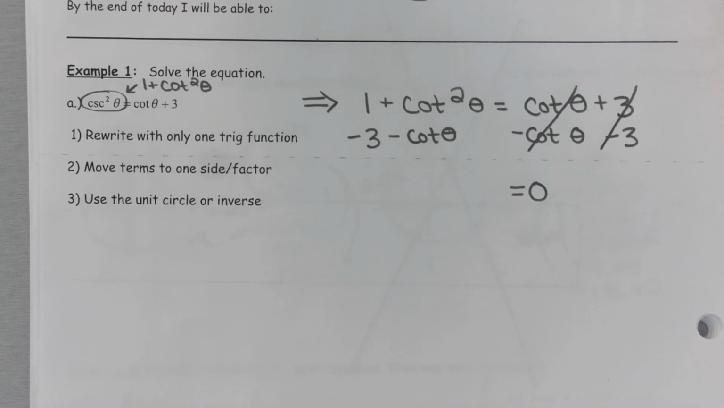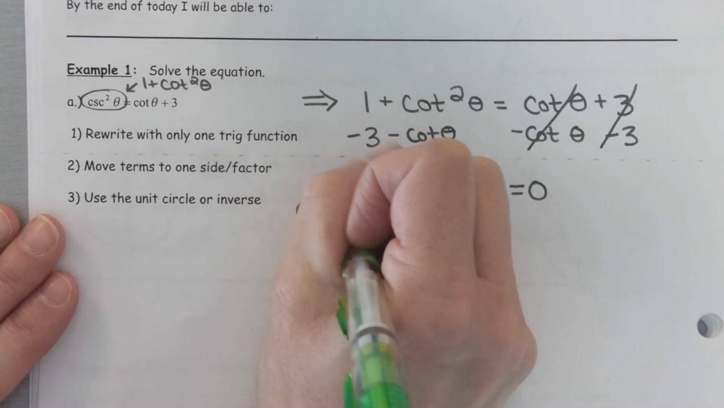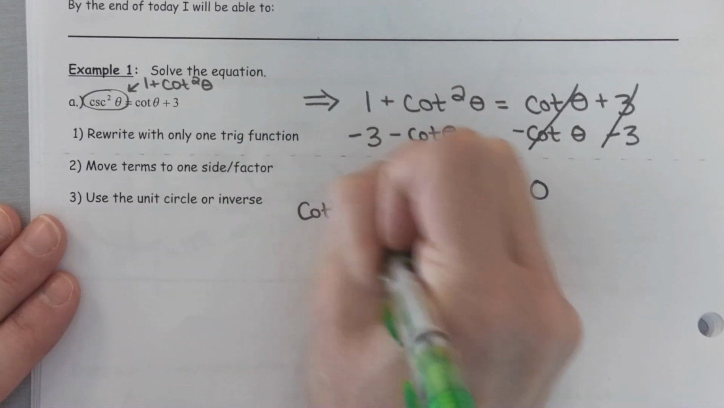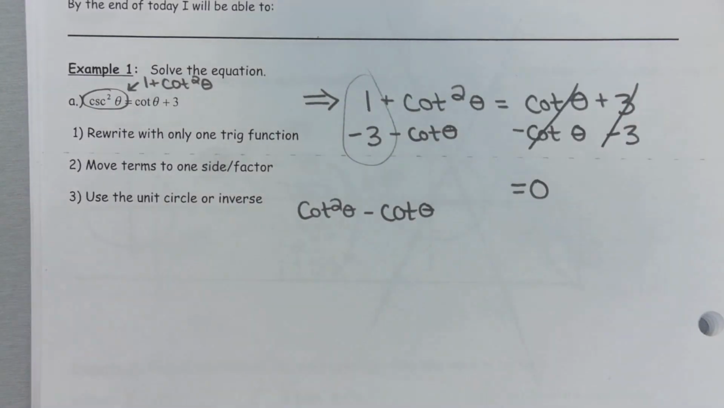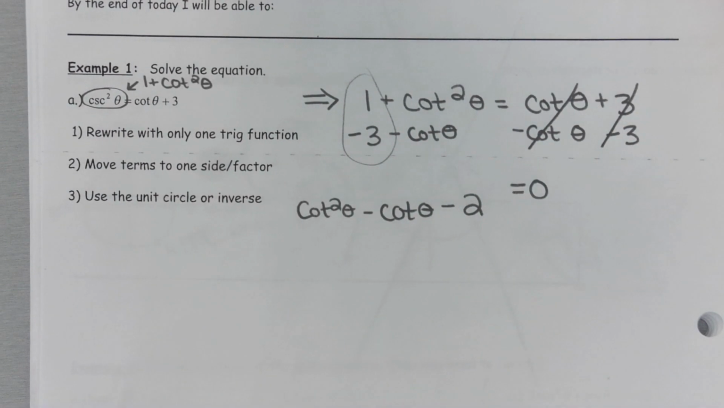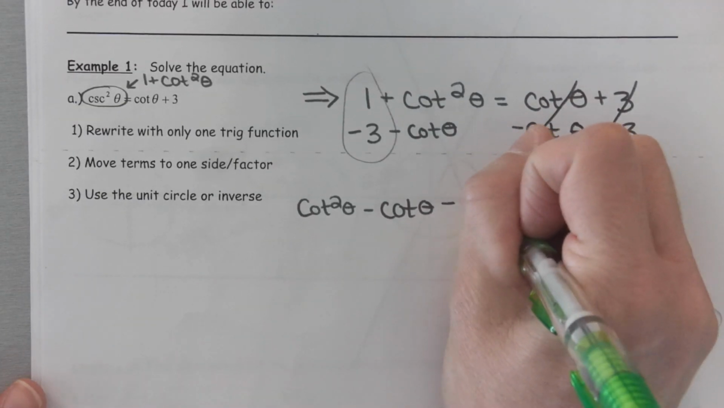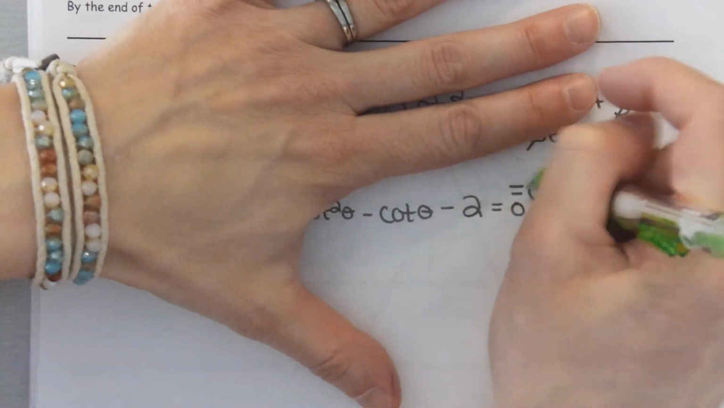Are we okay with that? On the left, I have cotangent squared theta minus cotangent theta. I line these two up for a reason because they're like terms, right? What do I get when I do 1 minus 3? -2. And now my equals 0 is floating and my perfectionist self can't handle that, so I'm going to fix it.